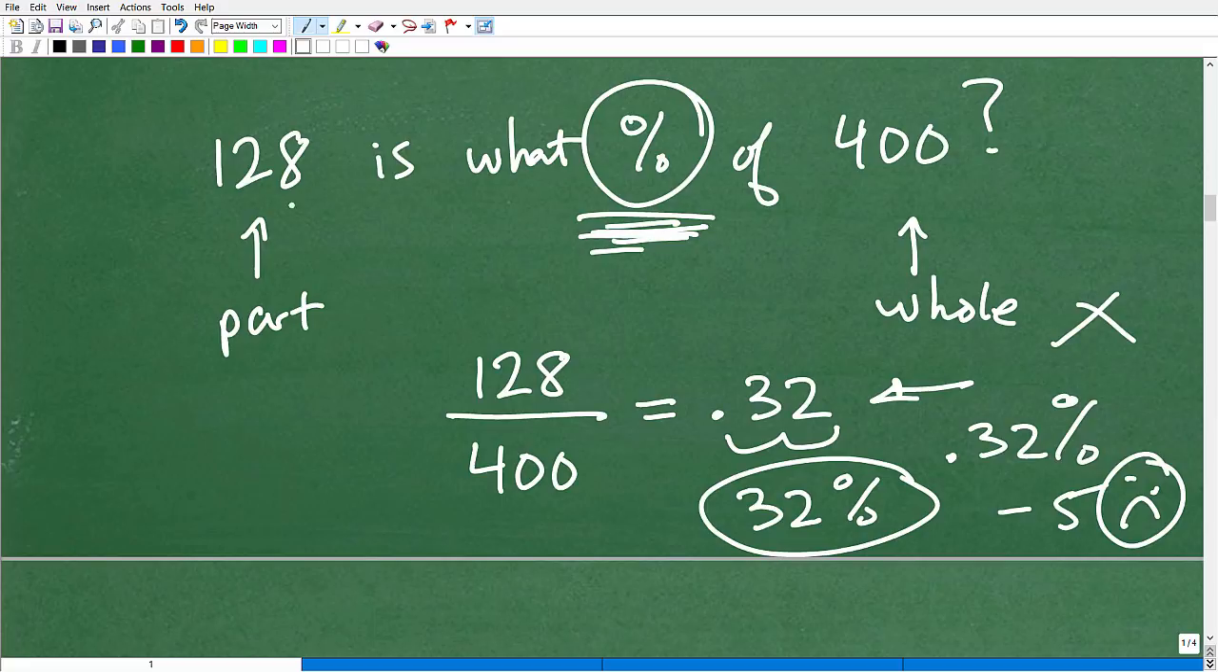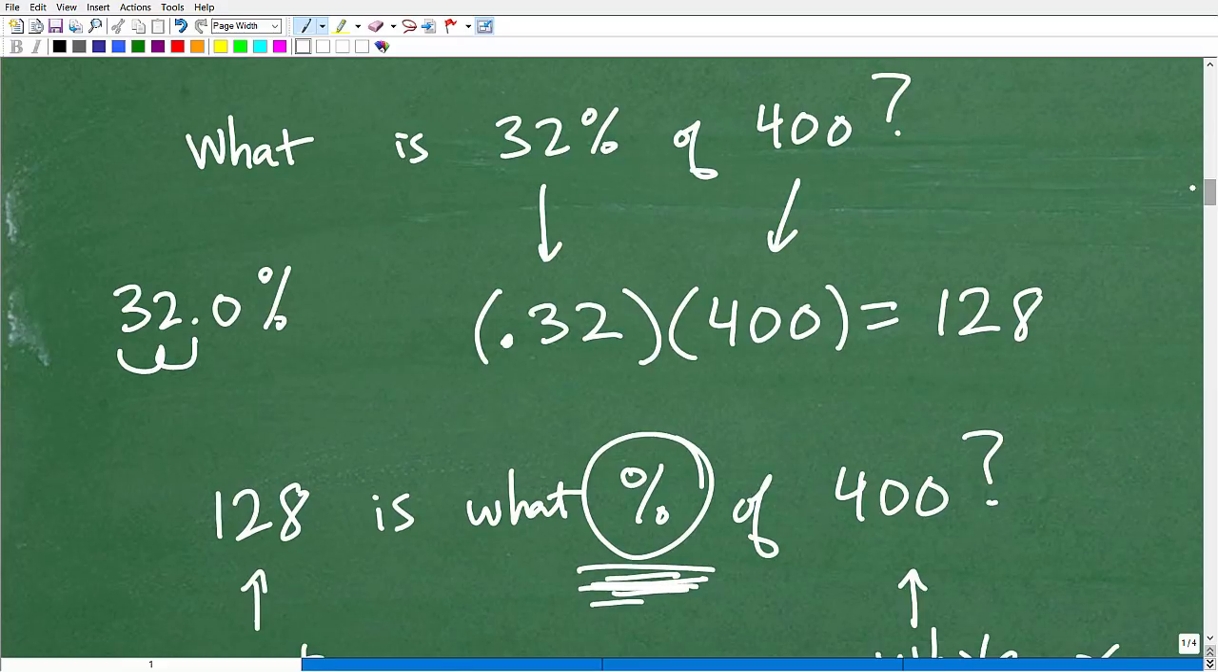Okay, let's read the question. 128 is what percent of 400? So basic problems like this. Okay, so we have 32% or percent of a number, and then just the definition of percent.